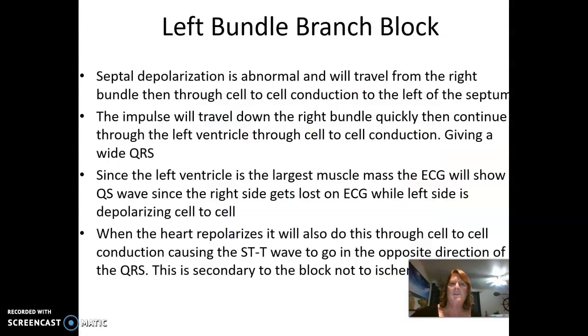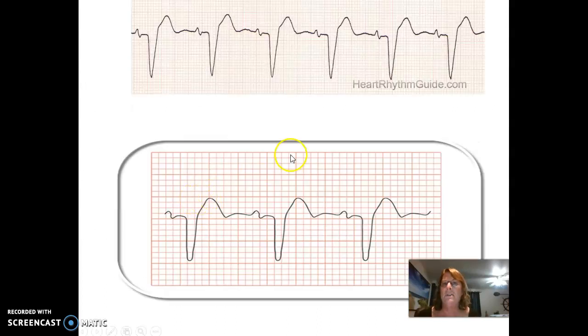So septal depolarization is abnormal. Impulse travels down the right bundle quickly, then continues through the left, giving us our wide QRS. Since the left ventricle is the largest muscle mass, the ECG is going to show you a QS waveform, a deep QS, and you're still going to get secondary ST and T wave changes. So it will look something like this. I'll still have my P wave, and then I'll have a deep QS, like a carrot left in the ground. So again, I have to be in MCL. Right bundle branch block is an RSR prime, left bundle branch block is a deep QS wave or a carrot left in the ground.